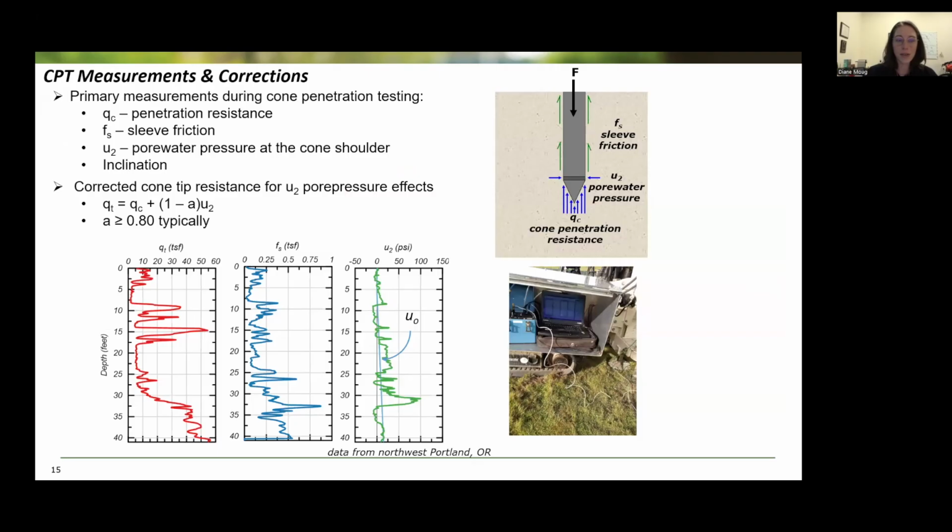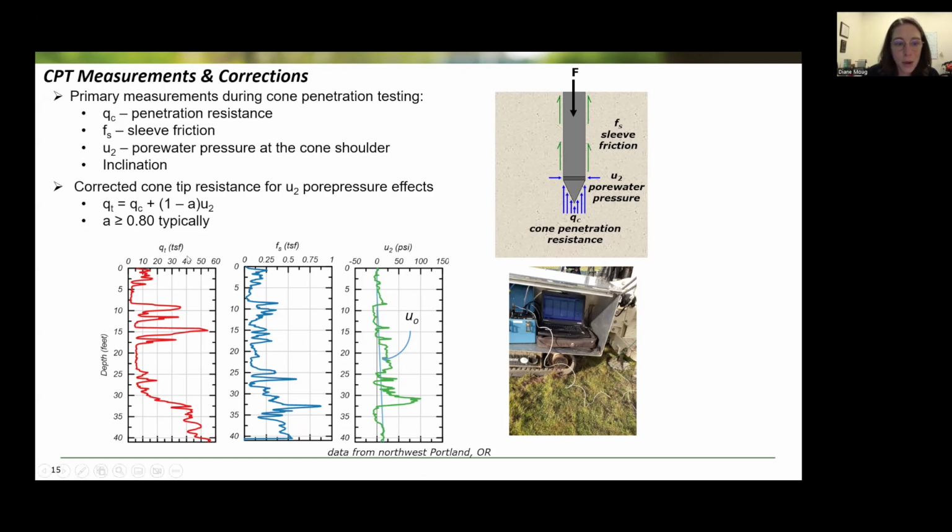The cone itself, the main measurements in the data that we're collecting from the cone as it's pushed through the ground, we're collecting a cone tip resistance, sleeve friction for the shear that develops along the cone, and then we're measuring the pore water pressure as it develops at this U2 position, right above the cone shoulder before the friction sleeve. Inclination of the cone is also measured.